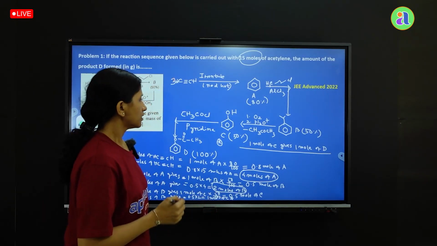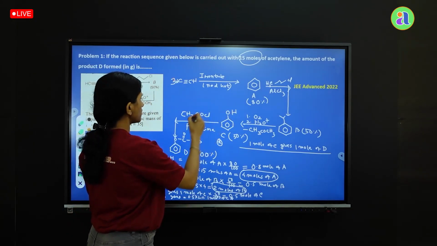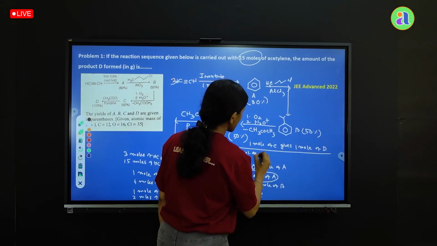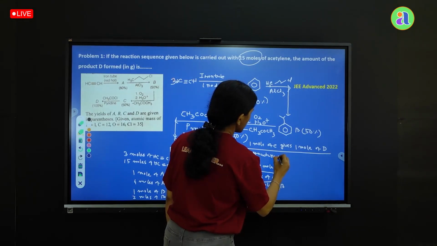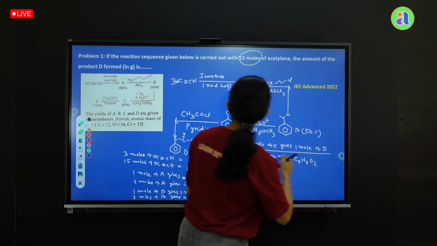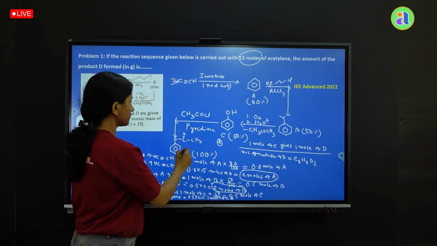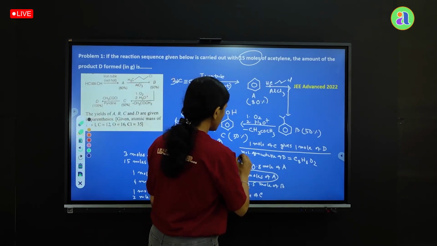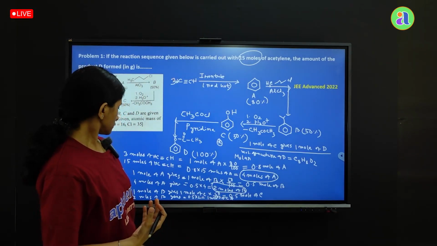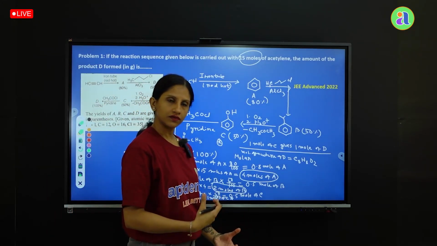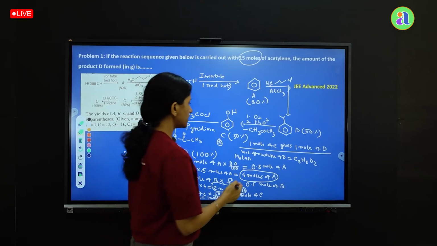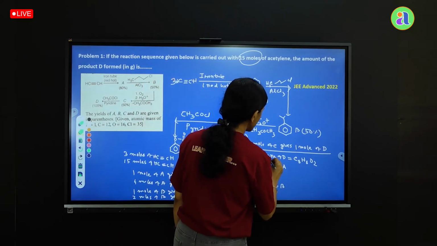So what we have to now find out, from the structural point of view, you can easily say that the molecular structure of D is equal to C8H8O2. From here, what we have got, you can easily find out. Now, what can we do? We have to find out the molar mass. We have already found out how many moles is formed, that is, one mole of D is formed. We know the molecular structure of D. So from there we can easily calculate the molar mass of D.